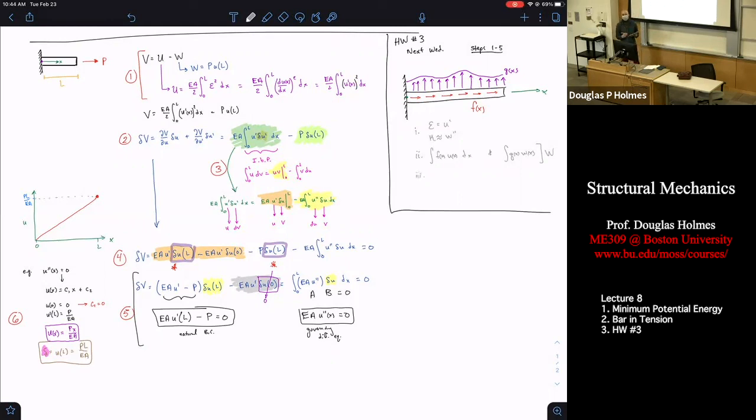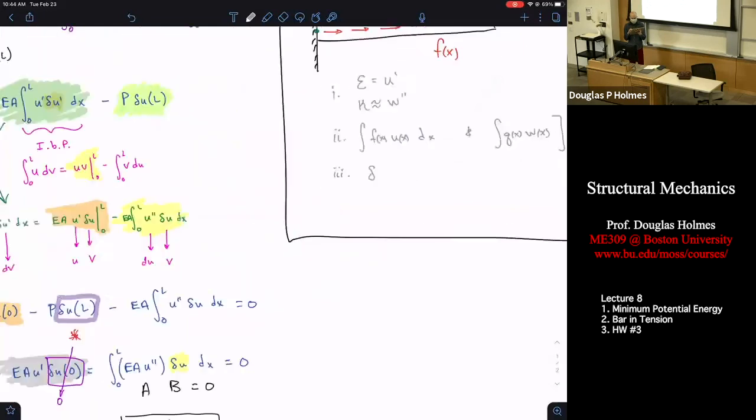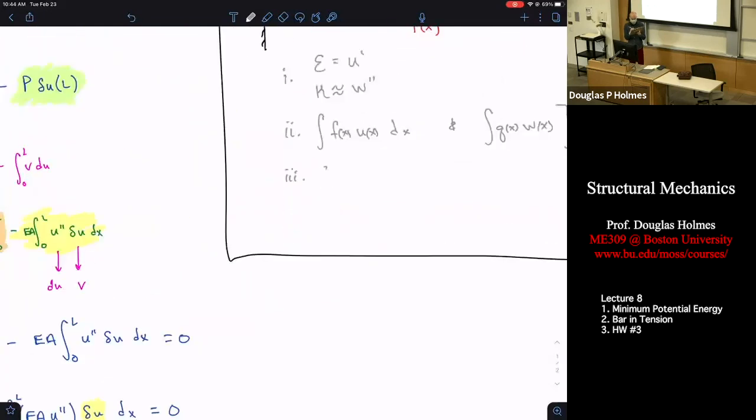My third hint is that you will probably find that you end up with something like this, which when you do integration by parts, will give you this, which means you have to do integration by parts multiple times.